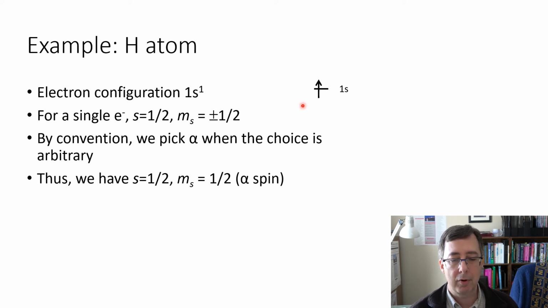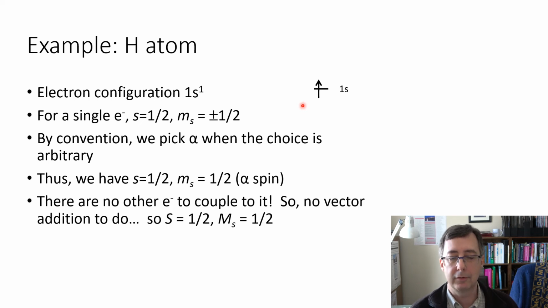Now what do I put in the program? Well, actually for the program, M sub S, it'll pick alpha spin, but the user doesn't have to say that. The program will just do that part. But you do need the multiplicity. So what is the multiplicity? Well, if S equals a half, the multiplicity is 2S plus 1. So 2 times a half is 1 plus 1 is 2.